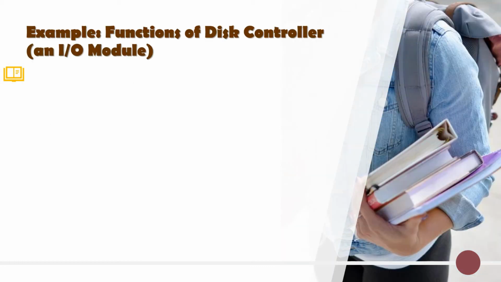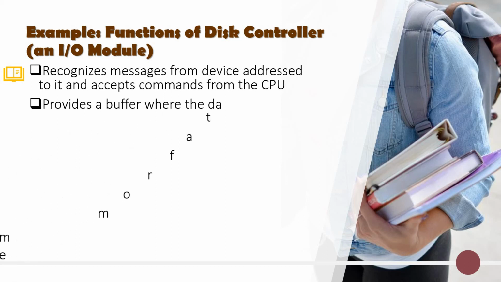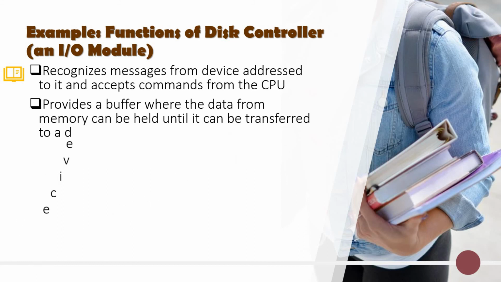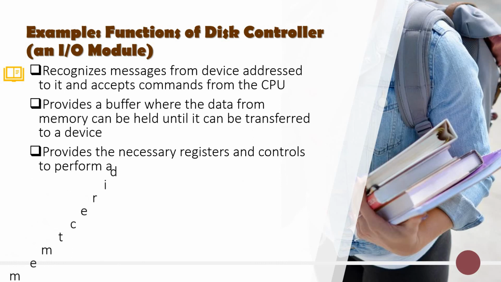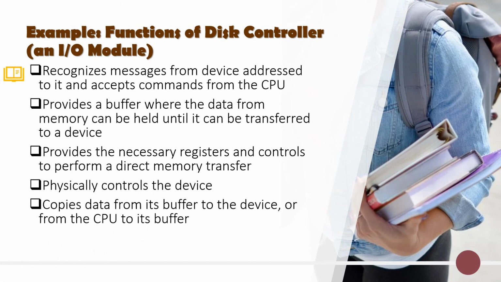Example, functions of a disk controller, an I/O module. Recognizes messages from the device addressed to it and accepts commands from the CPU. Provides a buffer where the data from memory can be held until it can be transferred to a device. Provides the necessary registers and controls to perform a direct memory transfer. Physically controls the device. Copies data from its buffer to the device, or from the CPU to its buffer. Communicates with the CPU.